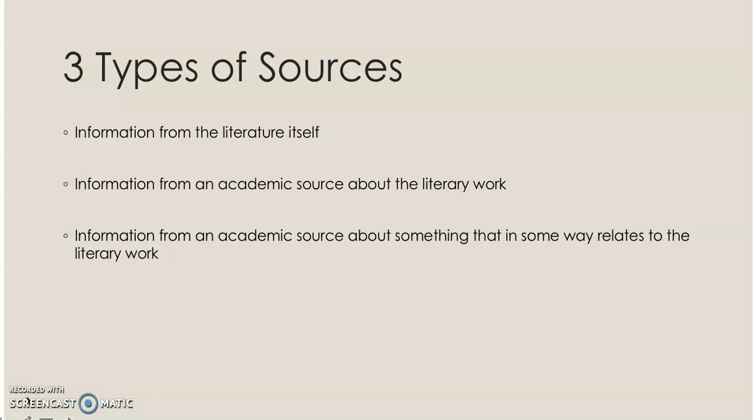And then your third option is information from also an academic source, but it's not about the literary work at all. It's actually about something else that fits in with some aspect of your analysis of the literary work. Now, the best way to understand what these actually look like is to see them used in an example of an analysis of a particular work of literature. So that's what we're going to do now.